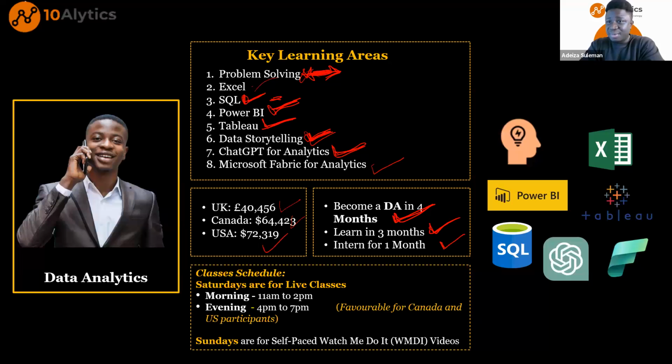And how do you learn with us? Saturdays and Sundays. Saturdays, 11 a.m. to 2 p.m., depending on where you are. If you're in the UK, you are in Nigeria, you are in Ghana, somewhere around the same time zone, your class happens 11 a.m. to 2 p.m. If you are in the US, you are in Canada, North America region, similar time zone as well, you have your class 4 p.m. to 7 p.m.